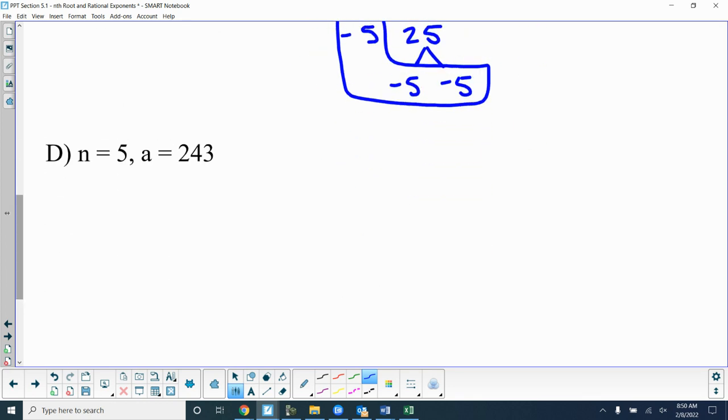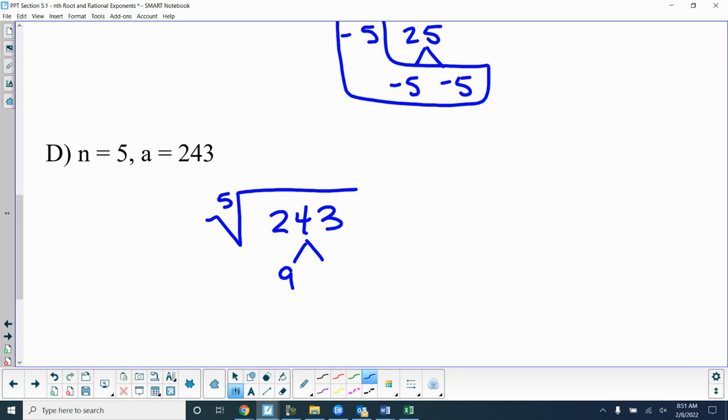Okay, so this is an odd index, 5 and 243. Now here's a trick if you want to do factor trees. What's 2 plus 4 plus 3? 9. That means 9 will go into it. If it's a multiple of 9 or a multiple of 3, when you add the digits, that means that number goes into it. So I'm going to do 9.